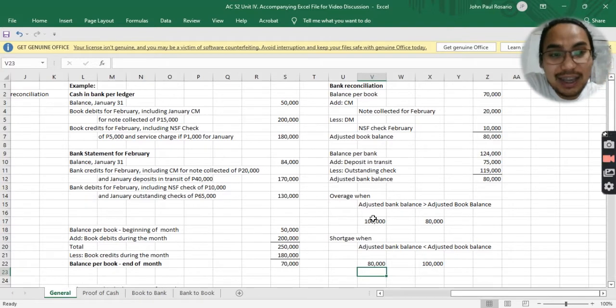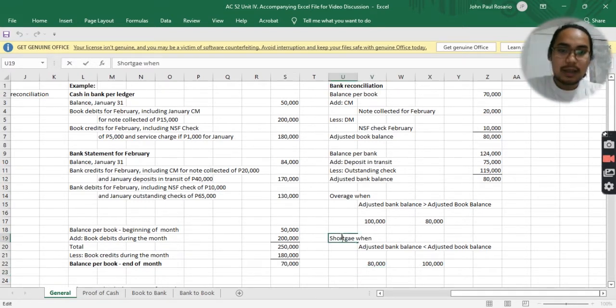When there is overage, more likely than not, once resolved, it will become your miscellaneous income. But if there is shortage, then it will be a receivable from the custodian, whoever handled the cash, such as your treasurer or your cashier. Okay? So, enough with the bank reconciliation.